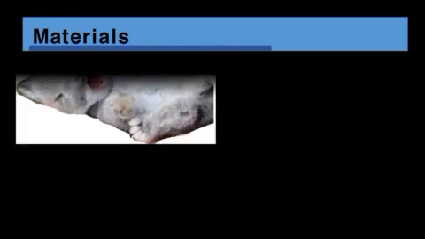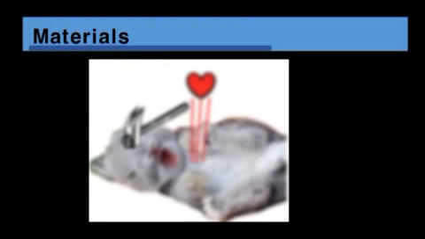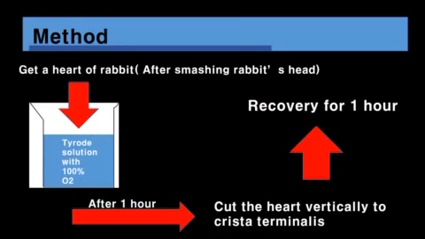For this experiment, we need a heart of a rabbit. I'm sorry for that. After smashing the rabbit's head, take the heart out from the rabbit. And then put the heart in thyroid solution with 100% oxygen.